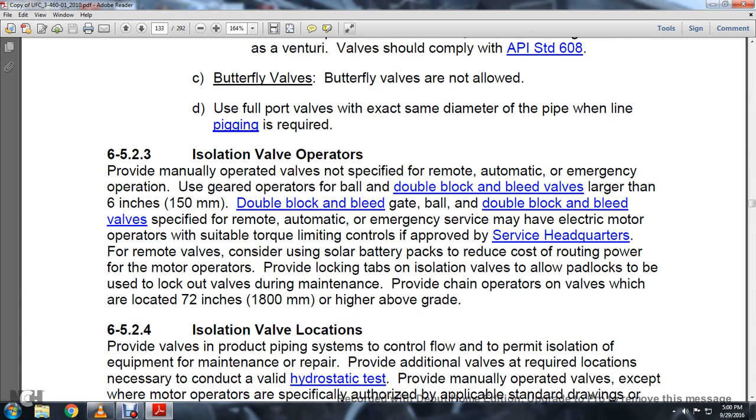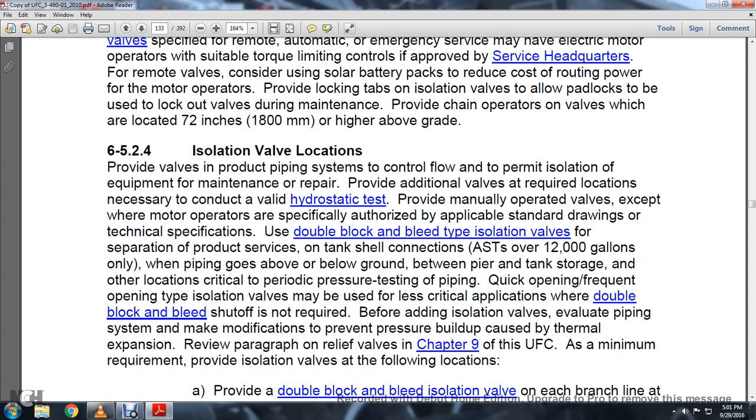6.5.3 Isolation valve operators. Provide manually operated valves unless specified with remote automatic emergency operation. Gear operators are required on ball, double block and bleed valves larger than 6 inches. Double block and bleed gate and ball valves and double block and bleed valves specified with remote automatic emergency valve service should be electric motor operated, with suitable torque limiting and controls, and approved for the service. Consider using solar power batteries to reduce the cost of routing power for the motor. Provide locking tabs on the isolation valves to allow padlocks to be used to lock out the valves during maintenance. Provide chain operators on valves which are located 72 inches or higher above the ground.